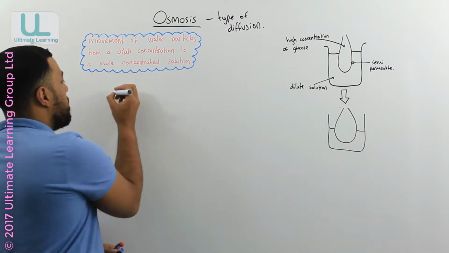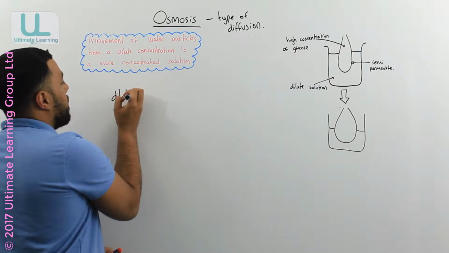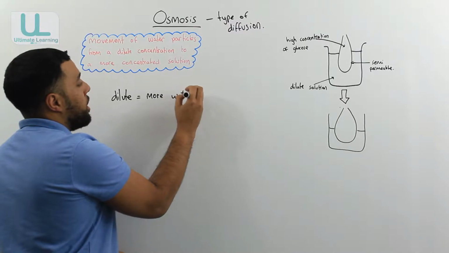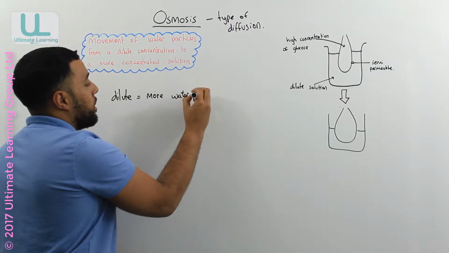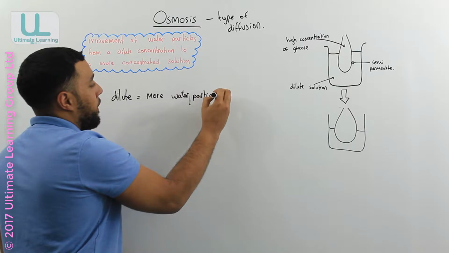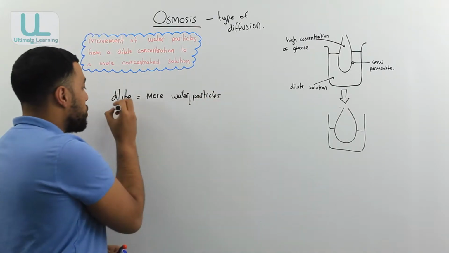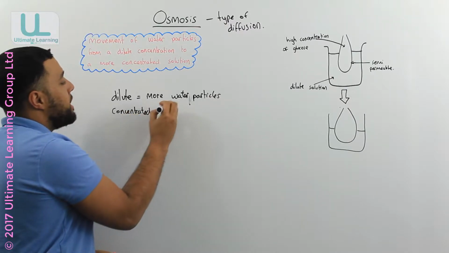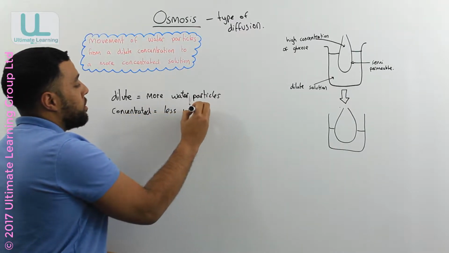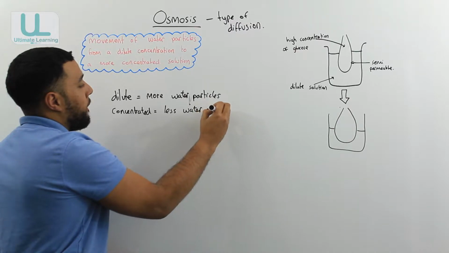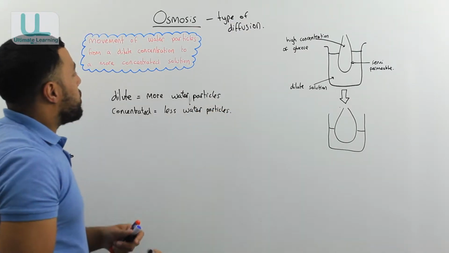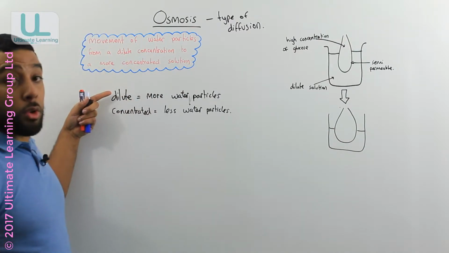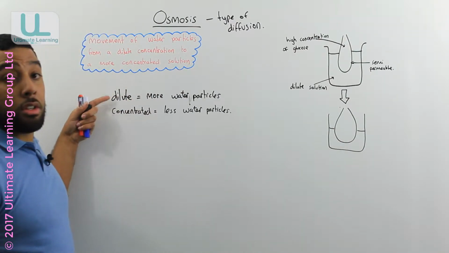Now the word dilute just means there's more water particles. There's quite a lot of them. Whereas if something's quite concentrated, it means that there's less water particles. So in a sense, osmosis is just the movement of water from where there's a lot to where there's not a lot.